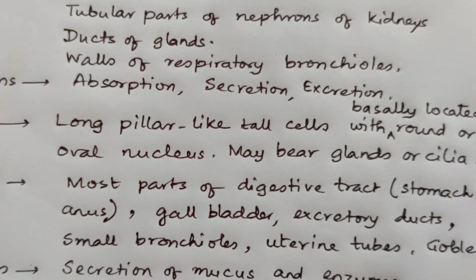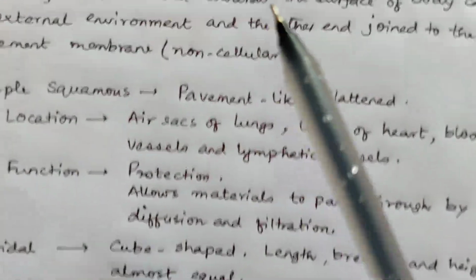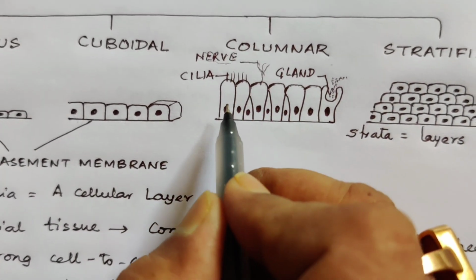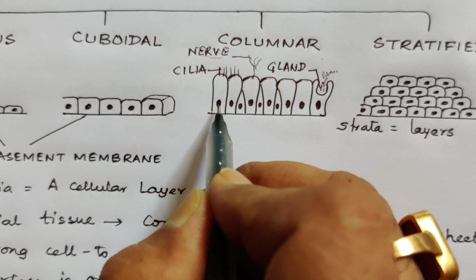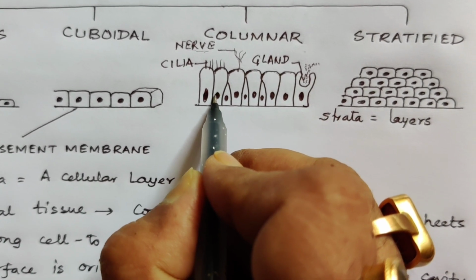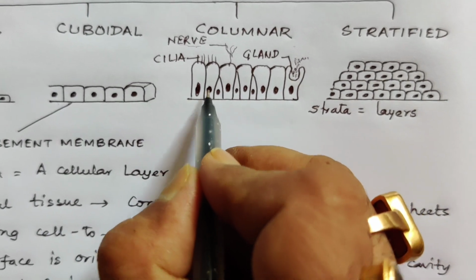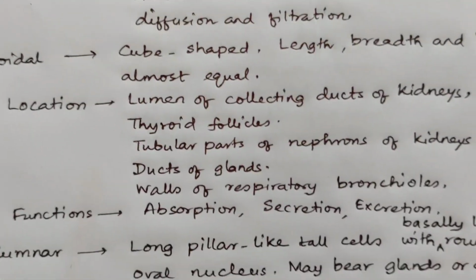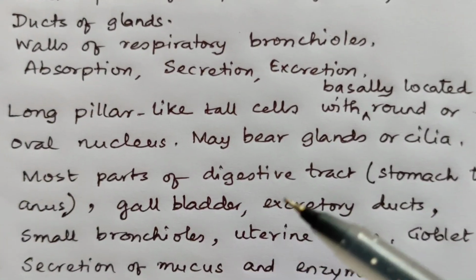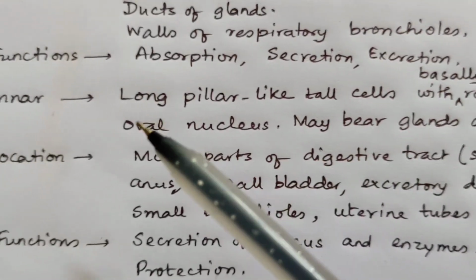They are long, pillar-like, tall cells with a basally located round or oval nucleus. Look at their nucleus: round or oval, basally located, which means not in the center. They may bear glands or cilia or neurons or nerves.